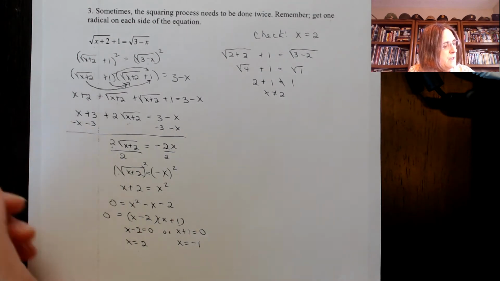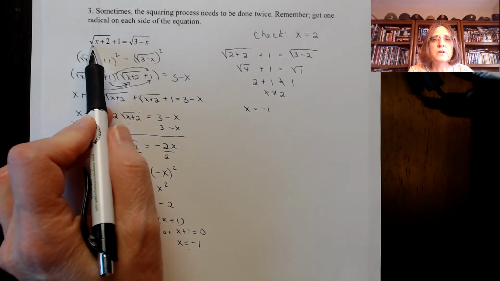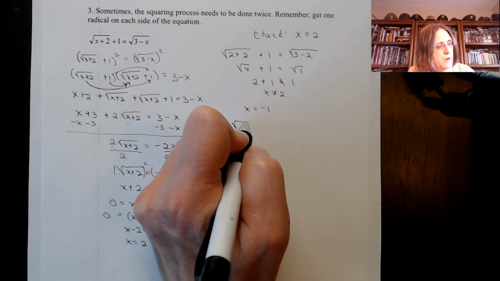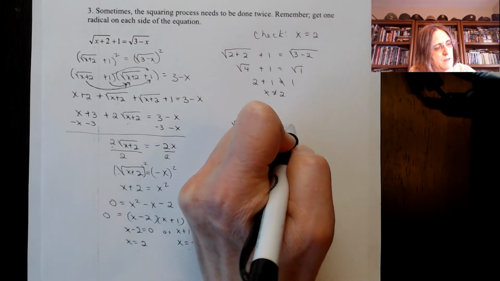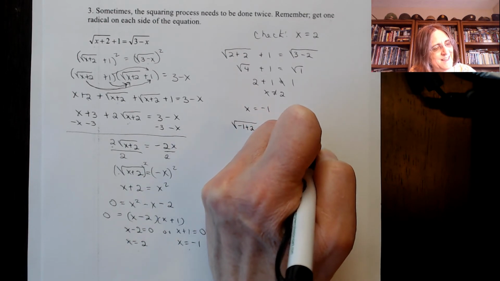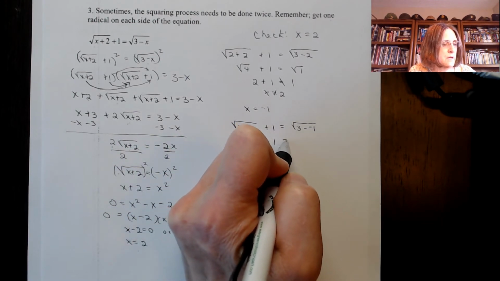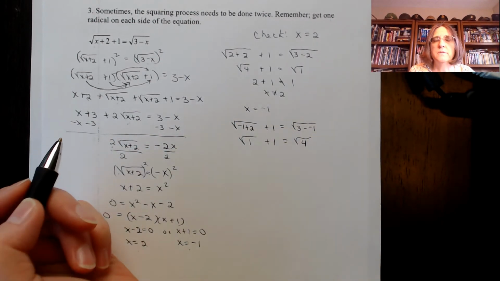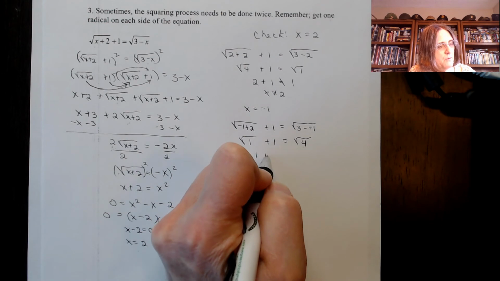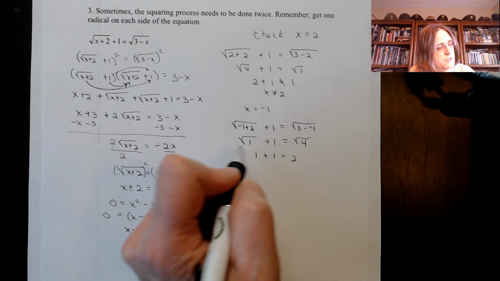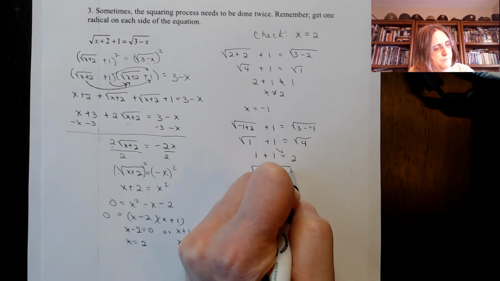It does not work. Now let's check x equals negative 1. Again, we're going to substitute into the original equation. So we have the square root of negative 1 plus 2, outside the root plus 1, equals the square root of 3 minus negative 1. So we end up with the square root of 1 plus 1 equals the square root of 4. 3 minus negative 1 is 3 plus 1, which is 4. So we end up with 1 plus 1 equals 2, and that makes more sense. This one checks. So our solution is x equals negative 1.